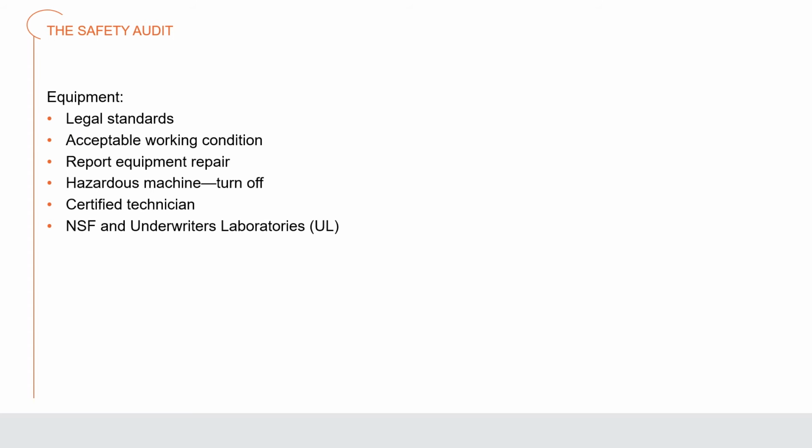All equipment, cooking and cutting equipment, refrigerators, tools, vehicles, fire extinguishers, alarms, etc., must meet the legal standards for food service equipment and be maintained in acceptable working condition. If equipment needs repair, the employees who use the equipment must tell the team and their supervisor. If a machine poses a hazard, then the machine itself should be turned off. A certified technician is the only person qualified to repair equipment and determine that it is safe to use. 2 organizations that label appropriate equipment are the NSF and the Underwriters Laboratories.